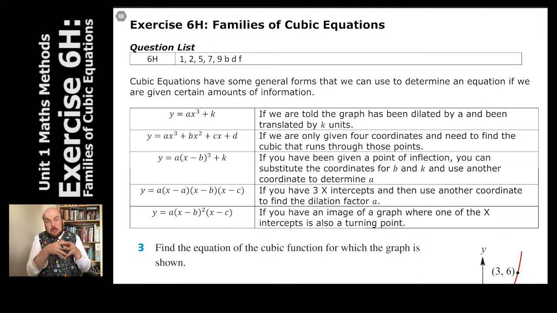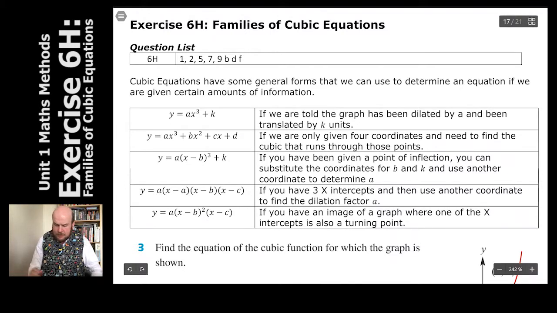Now, if we were to find a cubic equation in its unfactorized form, that involves a lot of simultaneous equations, and ain't nobody got time for that. Thankfully, if we use some of the established templates that we know from our previous exercises, there are certain patterns that are bound to happen, so we can take some shortcuts and hopefully find these equations very quickly. As you can see here, we've got some various examples.